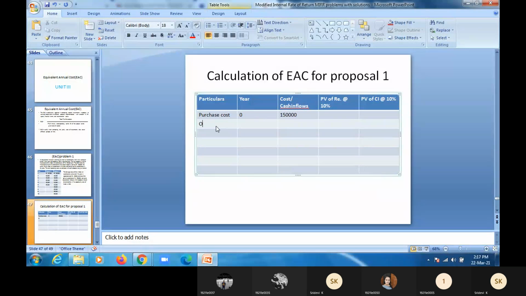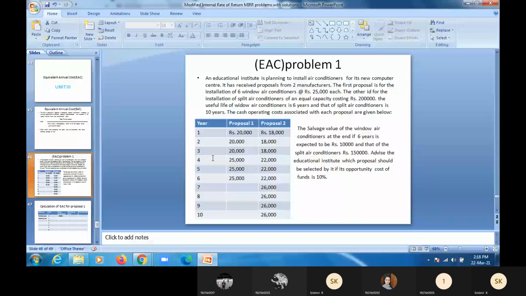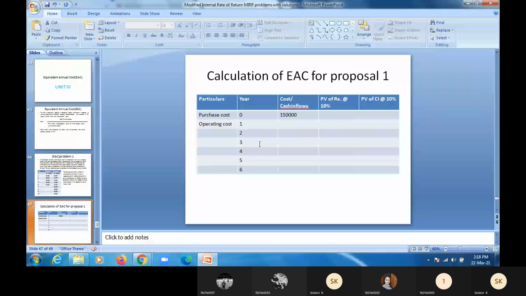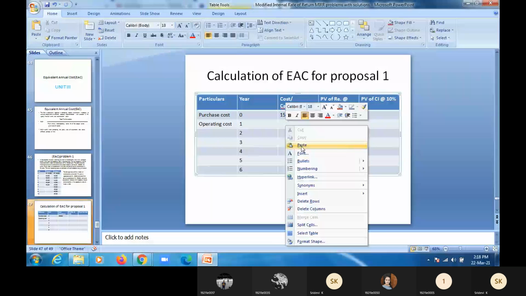And then operating cost. For each year it is given. Take the information that was given in the problem. 1, 2, 3, 4, 5, 6 years it is given now. 6th year. Okay, how much it is I am copying from here. While copying, you must be very careful. So the values I am using here, the same values you have to use.